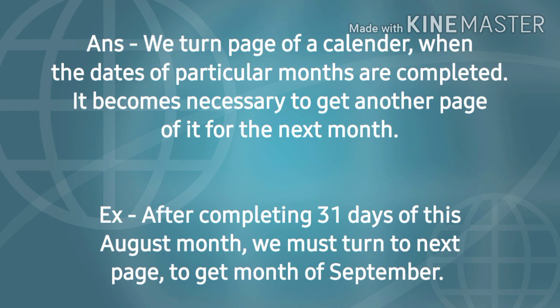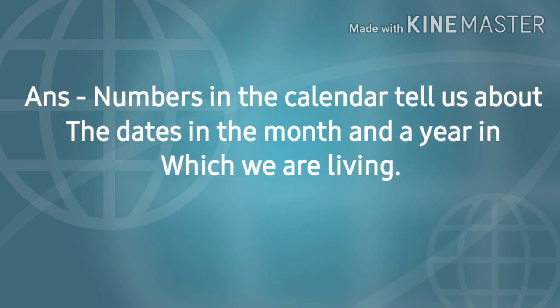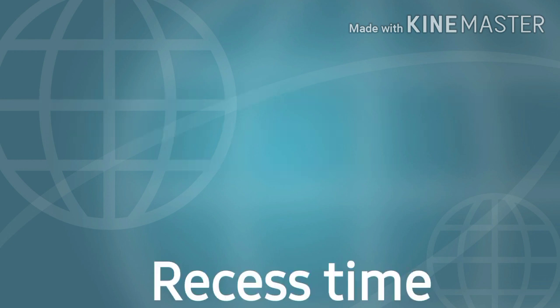For example, after completing 31 days of this August month, we must turn to the next page to get month of September. What do the numbers in the calendar tell us? Numbers in the calendar tell us about the dates in the month and a year in which we are living.